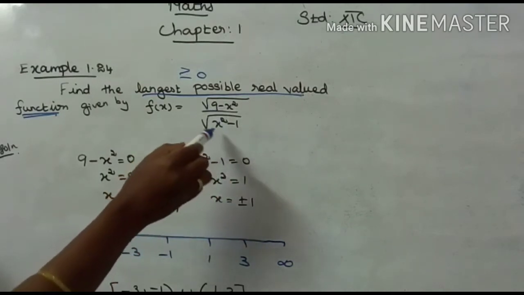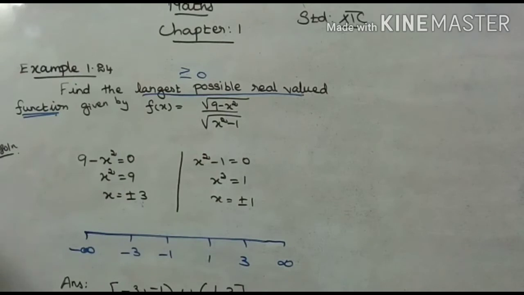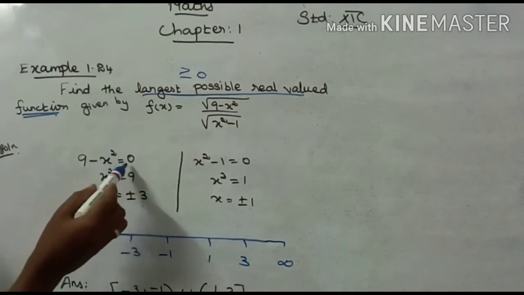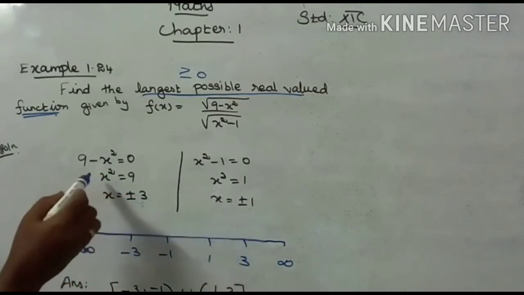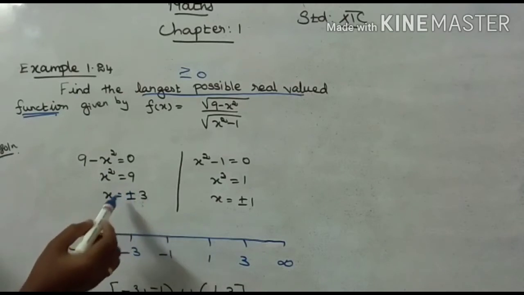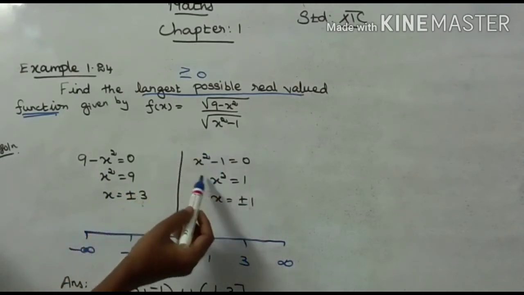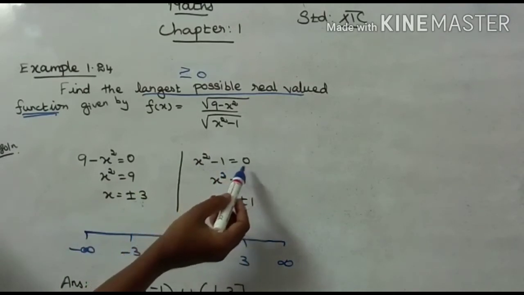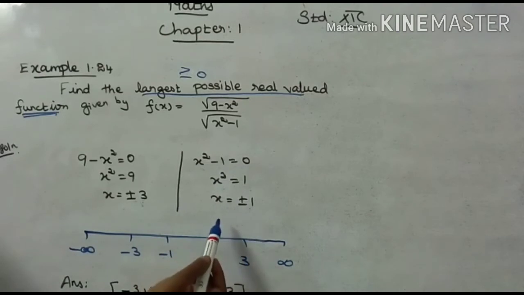Okay, so equating this to 0, the numerator 9 minus x square is equal to 0. We use this method to find the critical numbers. So 9 minus x square equals 0, then x square is equal to 9 and x equals plus or minus 3. Again take the denominator also, x square minus 1 equals 0, so x square is 1, and x is plus or minus 1.